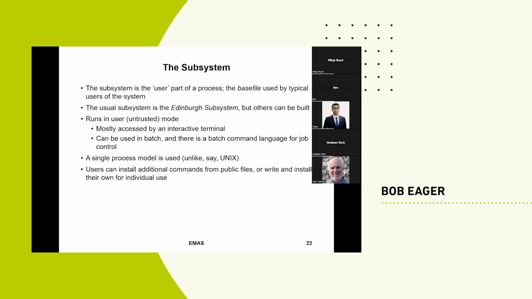Oh, the subsystem, of course, the user part of a process, not very exciting, possibly the weakest part of EMAS because its user interface was quite dated. And the Edinburgh subsystem was the one that everyone used. Totally untrusted, mostly accessed by an interactive terminal, and there's a batch command language if you really want to use batch, but we very rarely used it. It's a single process model. When you run a program, it doesn't start a new process like it does in Unix. It's all running the same thing. And you can install your own commands, of course.